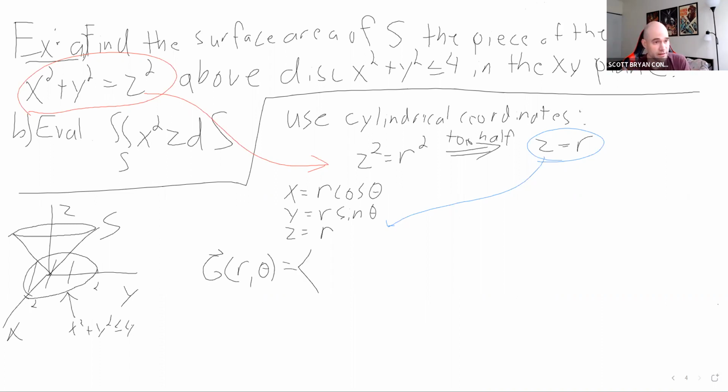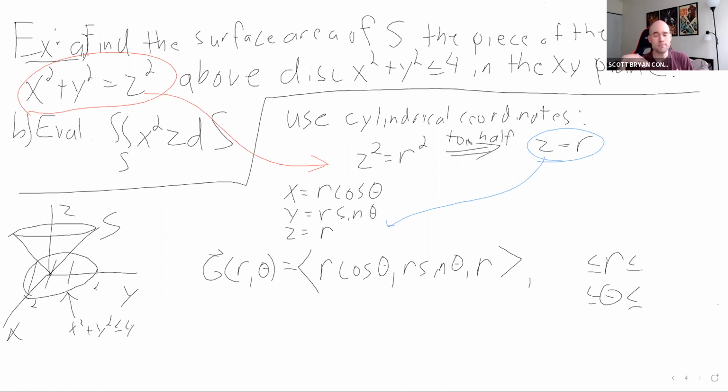So I'm just going to write it out like this because we're going to take a cross product and stuff. So x is equal to r cos theta. Y is equal to r sine theta. And z is equal to r. That's half the parameterization. Now we need to figure out what the bounds for r and theta are. So what are the bounds for r and theta?